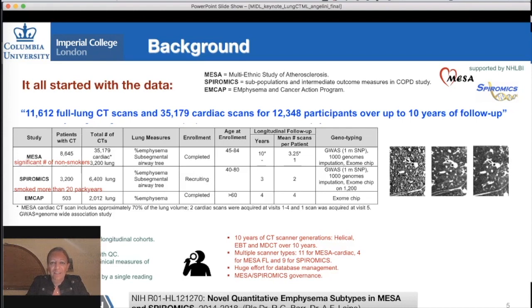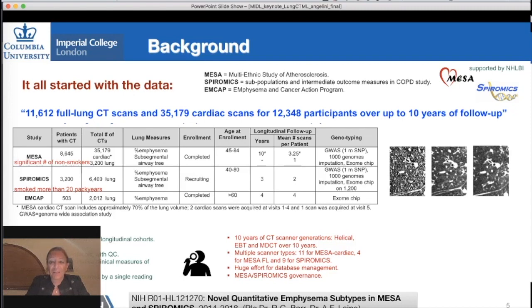On the challenging side, well, it represents 10 years of CT scanner generations, and this technology evolves quite a lot over the years. This means also that even for a single generation of CT scanner, you have multiple scanner types to deal with. And when you deal at this level of numbers of CT scans and participants, there's always a huge effort for database management.